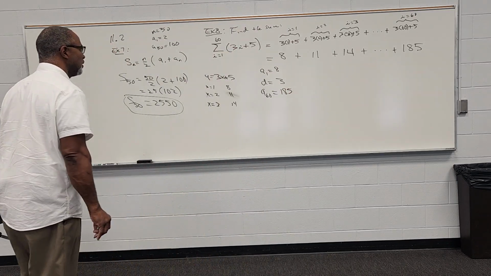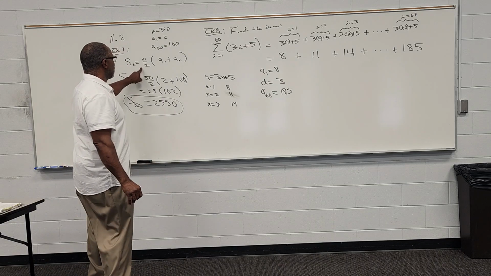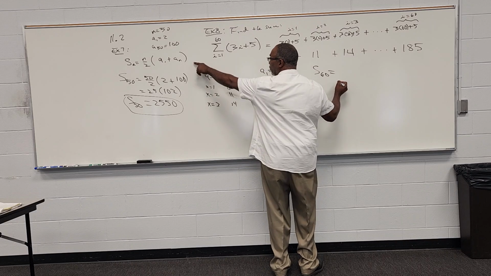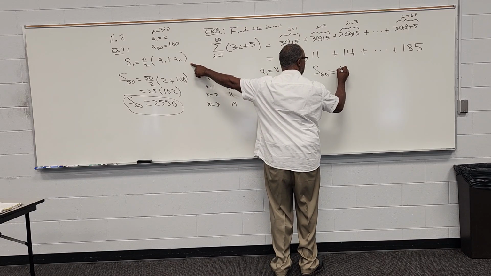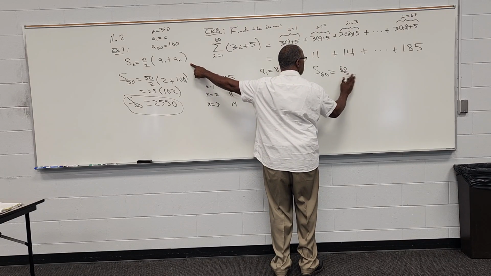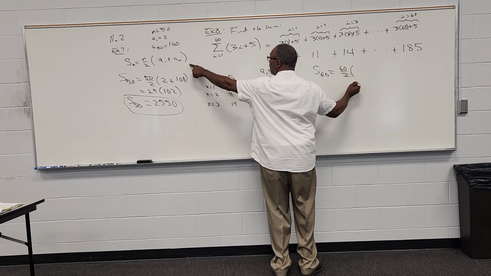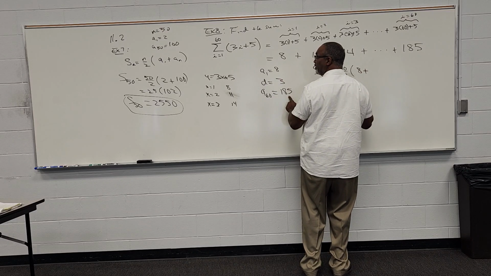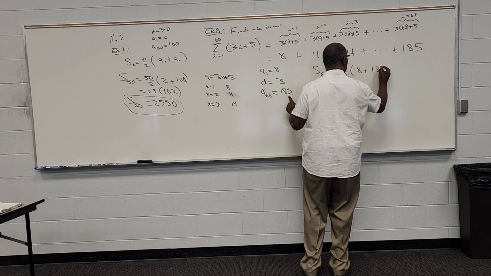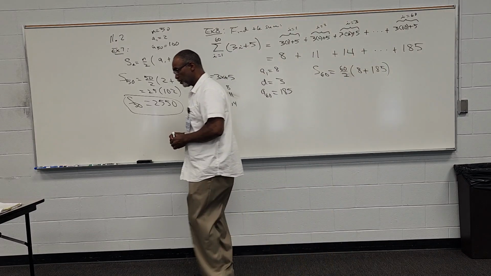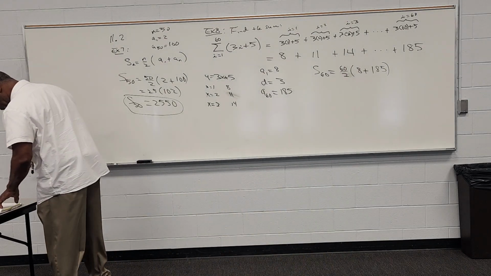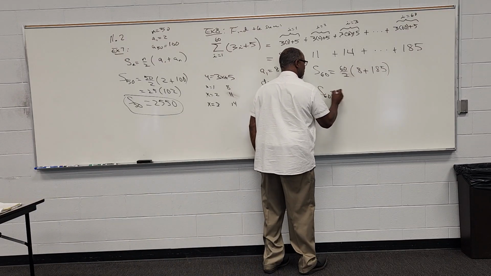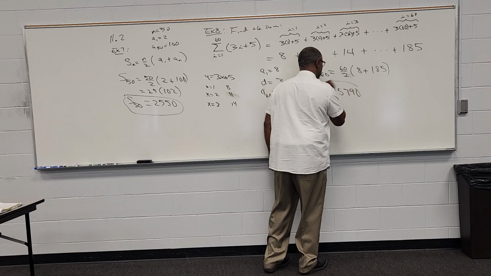Okay, 185. So we're using this same formula. We're trying to find S sub 60. So if I use that formula, n over 2, well, n is 60, over 2. Okay? And then a1 we just said was 8, plus a60, 185. Okay? Well, do that in your calculator. S of 60 would be 5,790. The 60th partial sum, 5,790.